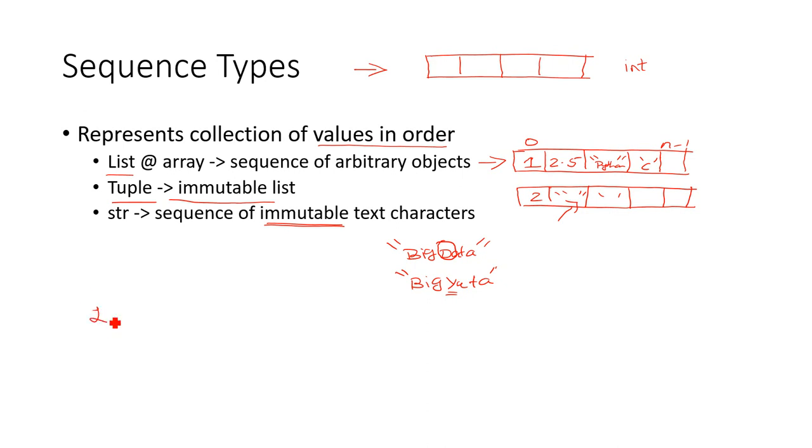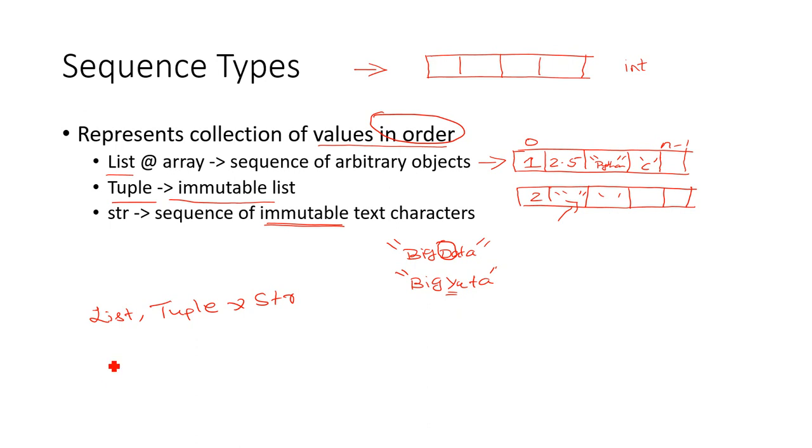So these are the main three sequence types: we have list, we have tuple, and we also have string. These are the sequence types. What they do is collect values and maintain the collection of values in order. That is very, very important. There are many other collections where the values are not in order. Okay, we can see such things in our subsequent videos also.